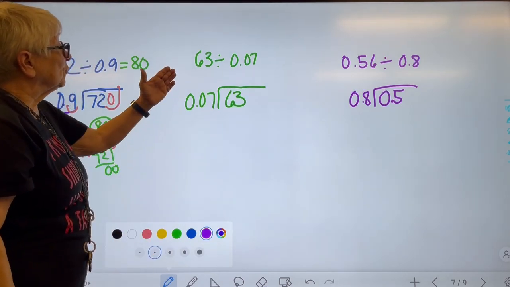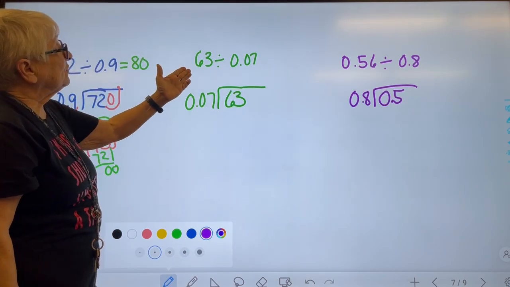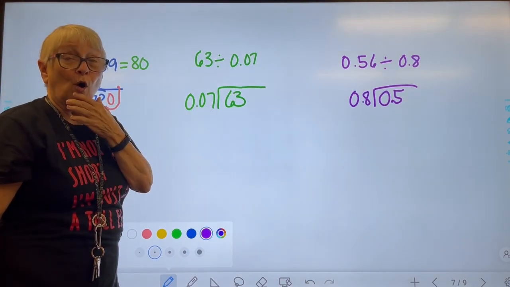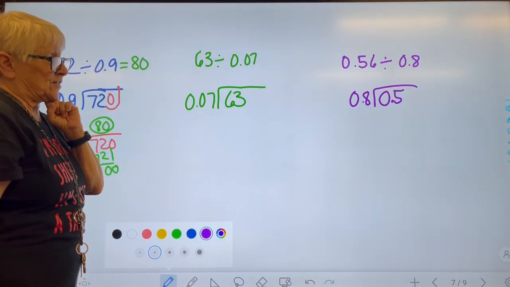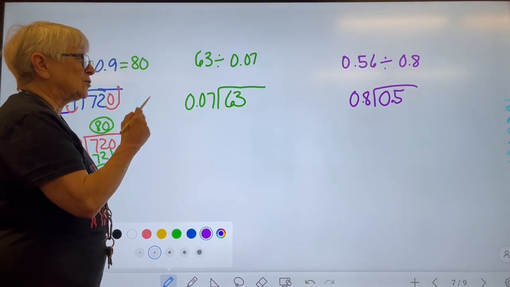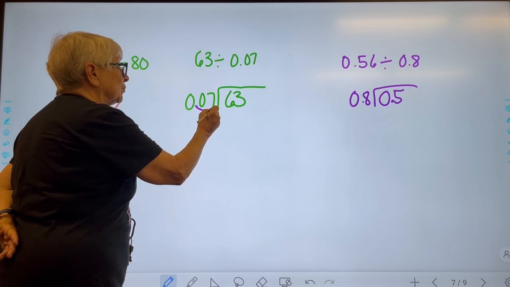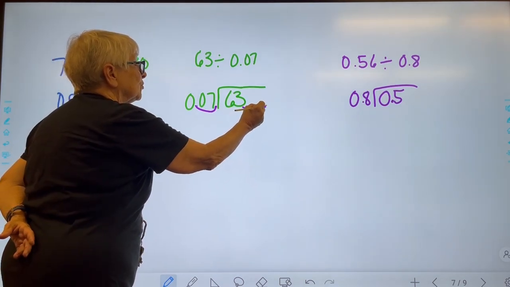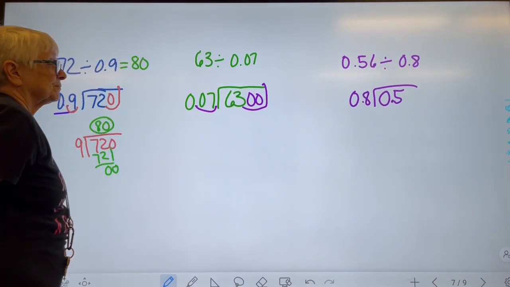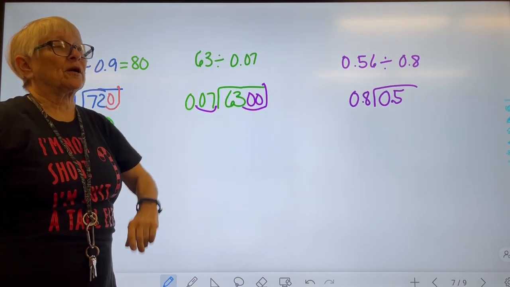Now, we haven't multiplied this one by anything, but we're going to. We've got 63 divided by 0.07. Whoa, 2 numbers after the decimal. So I have to multiply each one by 100. So I move the decimal 2 places, 1, 2. 1, 2, up, and I fill in 2 zeros. As soon as I figure out where the decimal goes, I bring it straight up and put it on top.